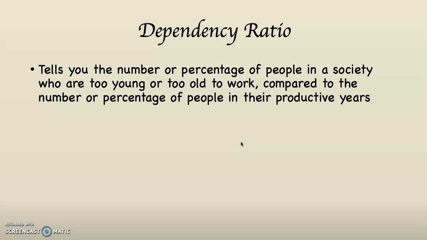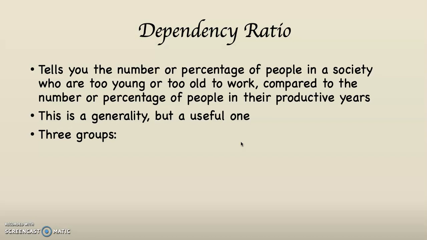The other thing is dependency ratio. This tells you the number or percentage of people in a society who are too young or too old to work compared to the number or percentage of people in their productive years. Now, this is a generality, but it's a useful one. There are lots of 75-year-olds who continue to work and do a great job and work really hard. But generally, and these are kind of UN ways of looking at things, there are three groups.